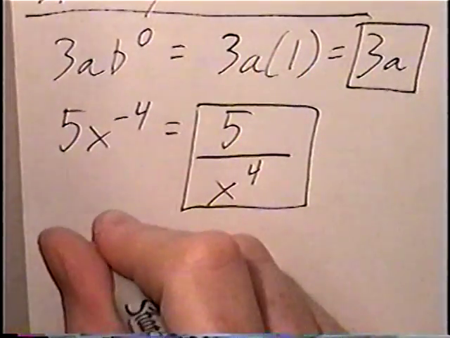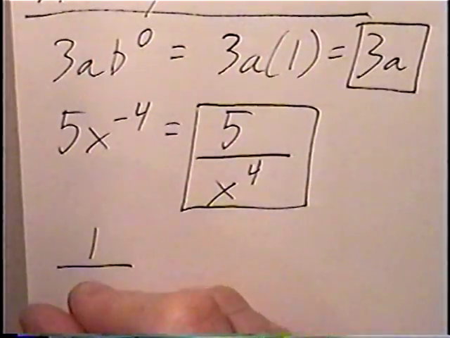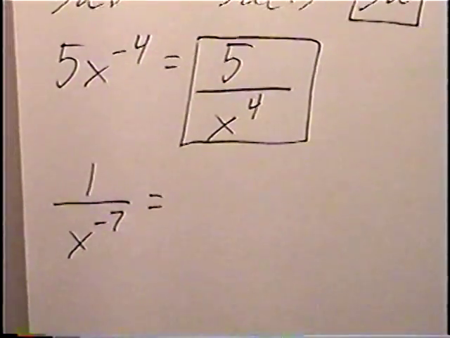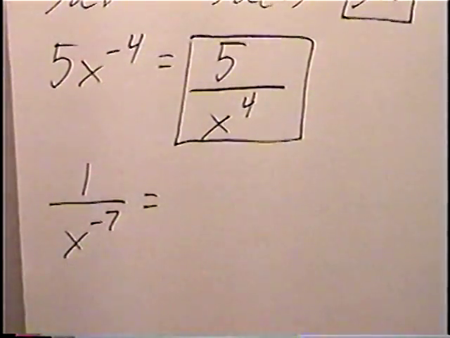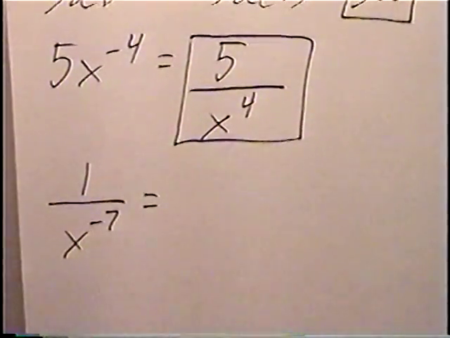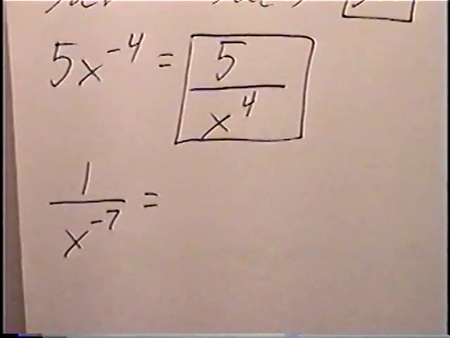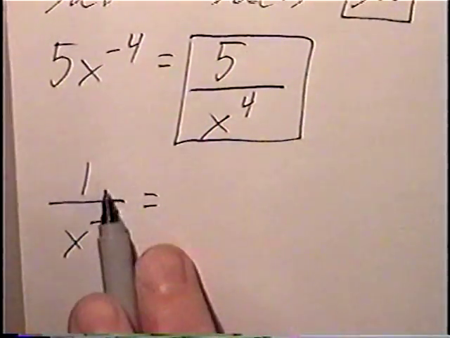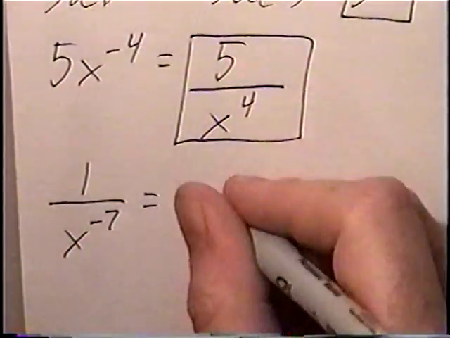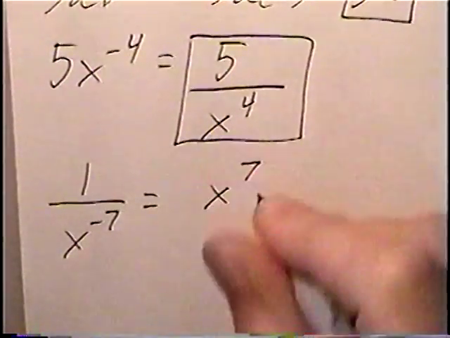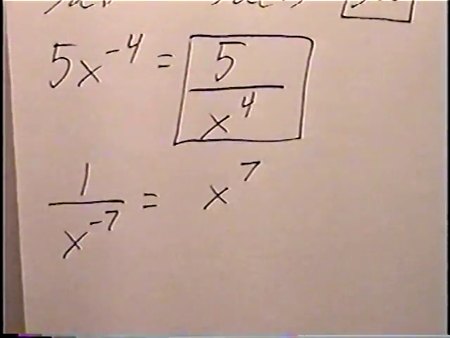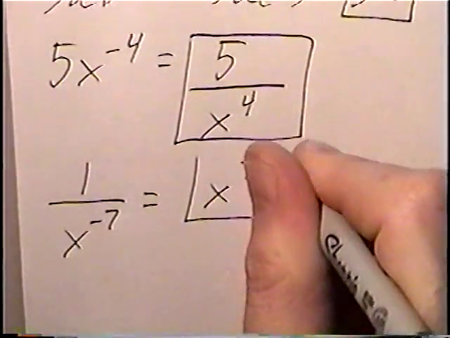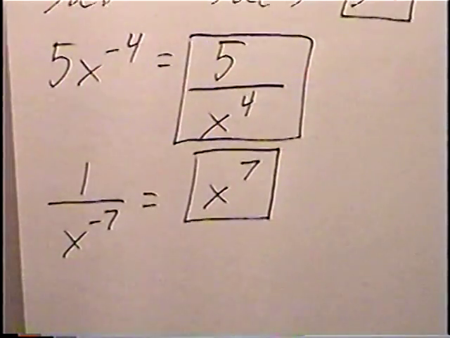Next question, 1 over x to the negative 7 power. Like the previous question, we have a negative exponent. This time the negative exponent is already on the bottom of the fraction. If we have a negative exponent in the denominator or bottom of the fraction, we can move that to the top of the fraction. So x to the negative 7 would change, moving to the top of the fraction, x to the positive 7. If you want to, you can put it over 1, or the final answer would just be x to the 7th.